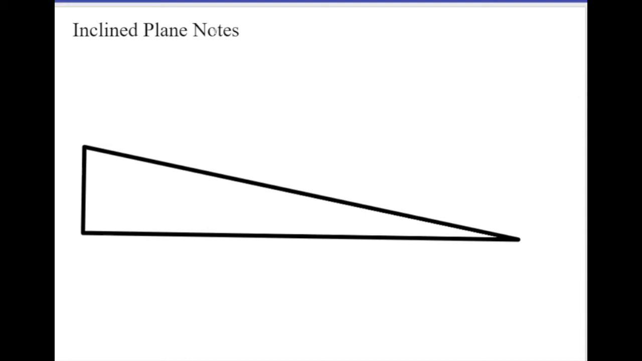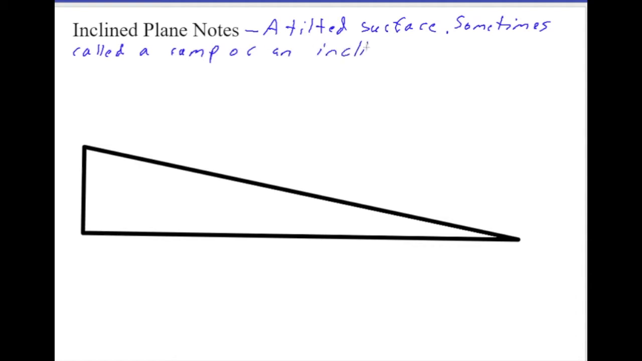All right, guys, let's go ahead and get started with these inclined plane notes. When we say an inclined plane, we're just talking about a tilted surface, sometimes called a ramp or an incline. So as you can see below, this would be an inclined plane. Let's say that we have some object on this inclined plane, and let's just go with a box because we're really familiar with boxes. So here's our box on the inclined plane.